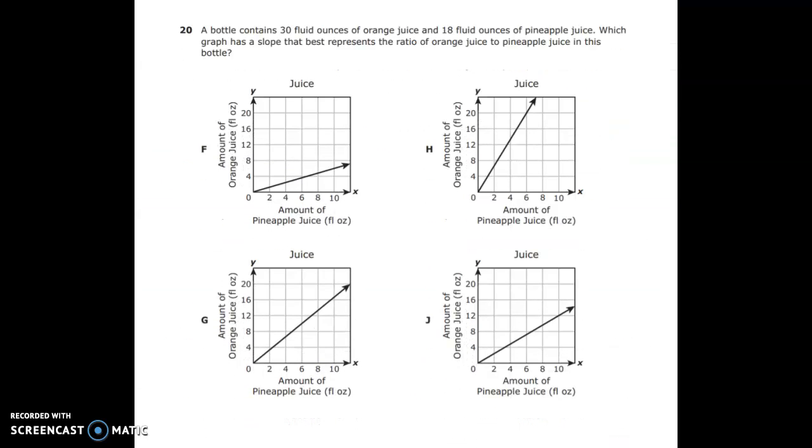Number 20. A bottle contains 30 fluid ounces of orange juice and 18 fluid ounces of pineapple juice. Which graph has a slope that best represents the ratio of orange juice to pineapple juice in this bottle? So all four are juice. Orange juice is going along the side and the bottom is the pineapple juice.